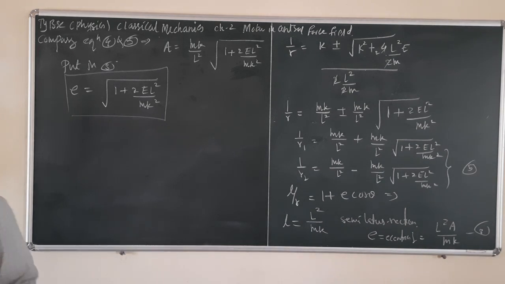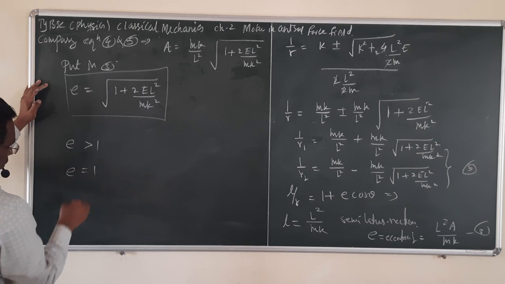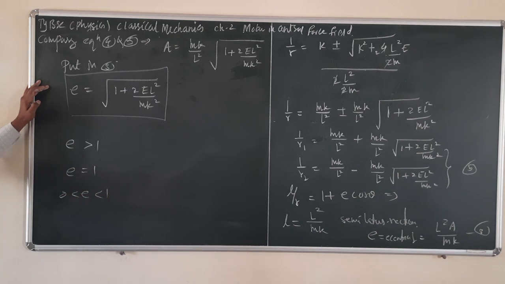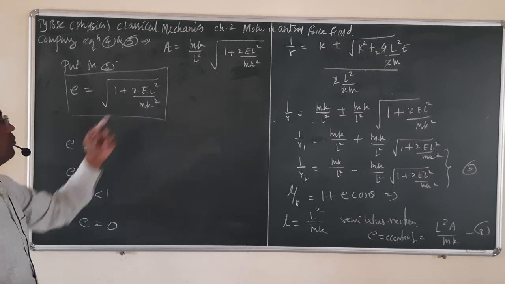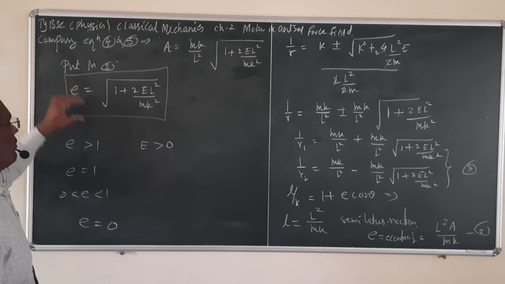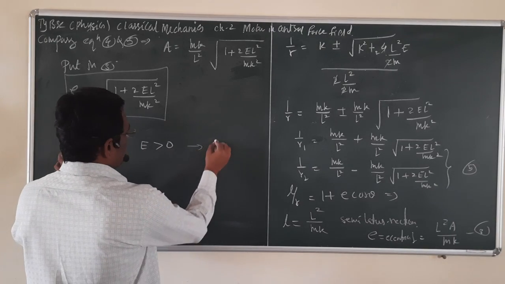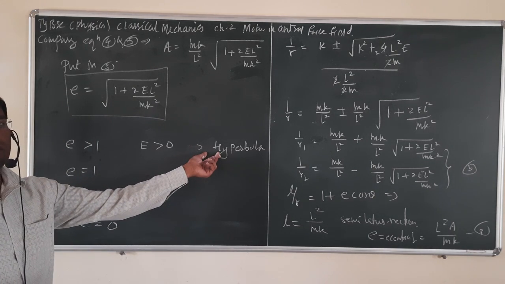Okay, and for planetary motion, this value of eccentricity decides the nature of the orbit. For example, we take the value of eccentricity as greater than 1, equal to 1, greater than 0 but less than 1, and eccentricity as 0. Now for e to be greater than 1, the energy must be positive. If the value of energy is positive, then this term is greater than 1 and we have eccentricity greater than 1. And we know that if e is greater than 1, from the equation of conic sections, this is nothing but the equation for a hyperbola. So we get a hyperbolic shape of the orbit.